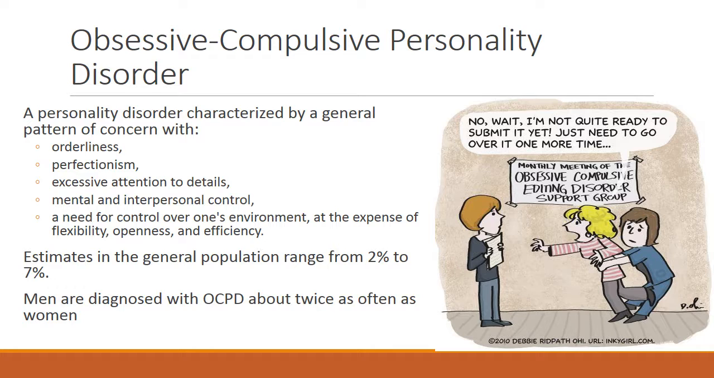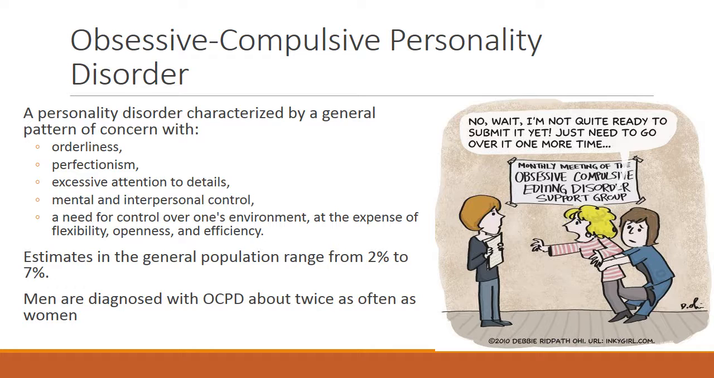It's a personality disorder. This personality disorder is characterized by a general pattern of concern, and when we say concern, we mean nutty concern, orderliness, perfectionism, excessive attention to details, mental and interpersonal control, a need for control over one's environment at the expense of flexibility, openness, and efficiency. This is pretty big in society. The estimates range from 2 to 7%. These are people who have to do it their way and their way only.